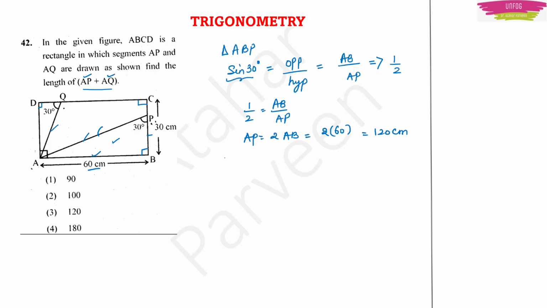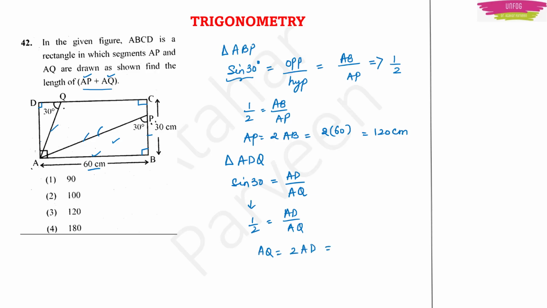Now to get AQ, what I have to do? I have to take triangle ADQ. In this triangle also I will take sine 30 degree easily, and here 30 degree opposite side will be DA or AD, and hypotenuse in the triangle will be AQ. So sine 30 is half and AD upon AQ, but I want AQ, that's why I will write AQ is equal to 2 times AD.